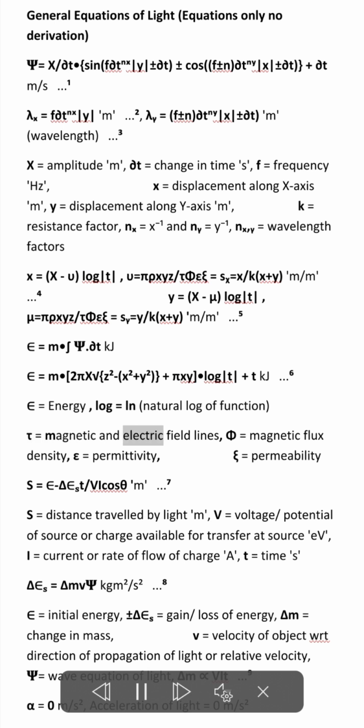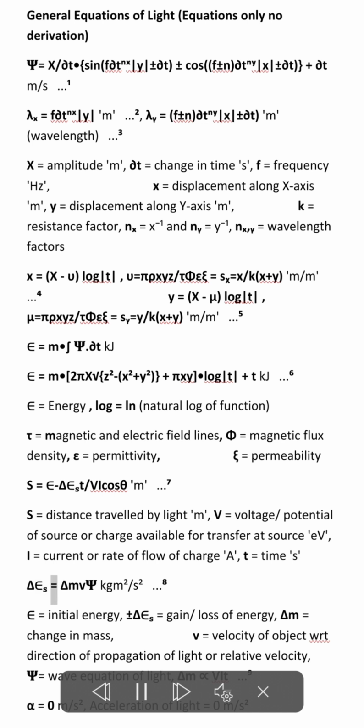Tau equals magnetic and electric field lines, phi equals magnetic flux density, epsilon equals permittivity, psi equals permeability. S equals is an element of delta is an element of t slash v goes m. S equals distance traveled by light, m; d equals voltage slash potential of source or charge available for transfer at source, EV; I equals current or rate of flow of charge, a; t equals time, s.